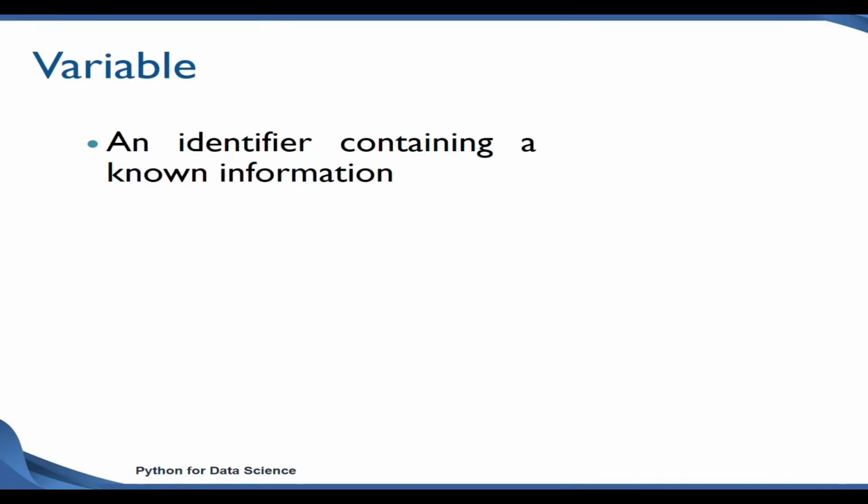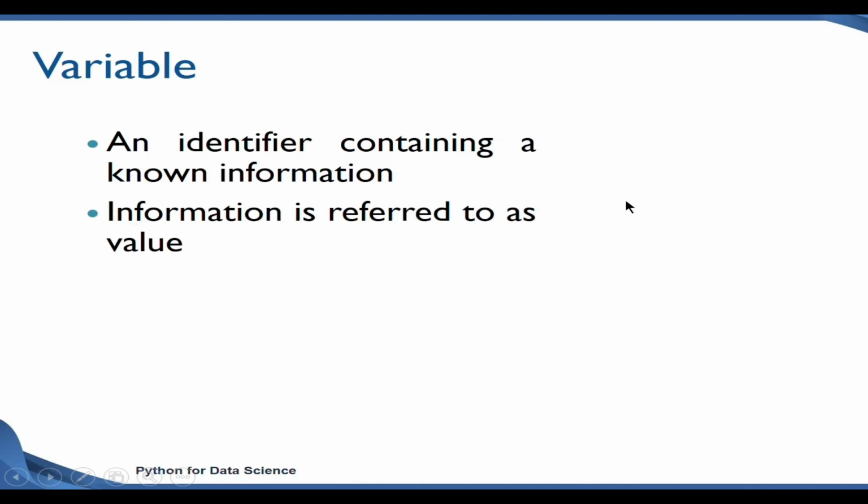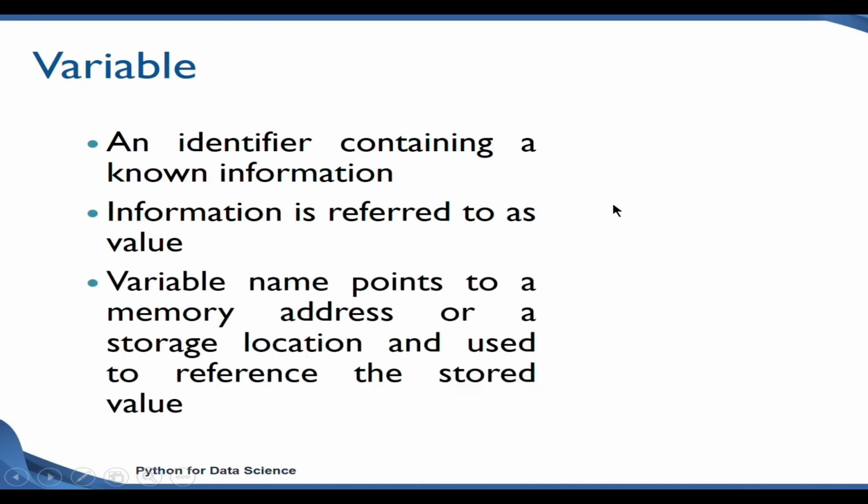So variable is an identifier that contains a known information. The known information that's contained within an identifier is referred to as a value. So a variable name will actually point to a memory address or a storage location, and then this location is actually used to cross refer to the stored value. So variable name can be descriptive or can also consist of single alphabets. So we will look into the naming conventions of naming a variable in the lectures to come.